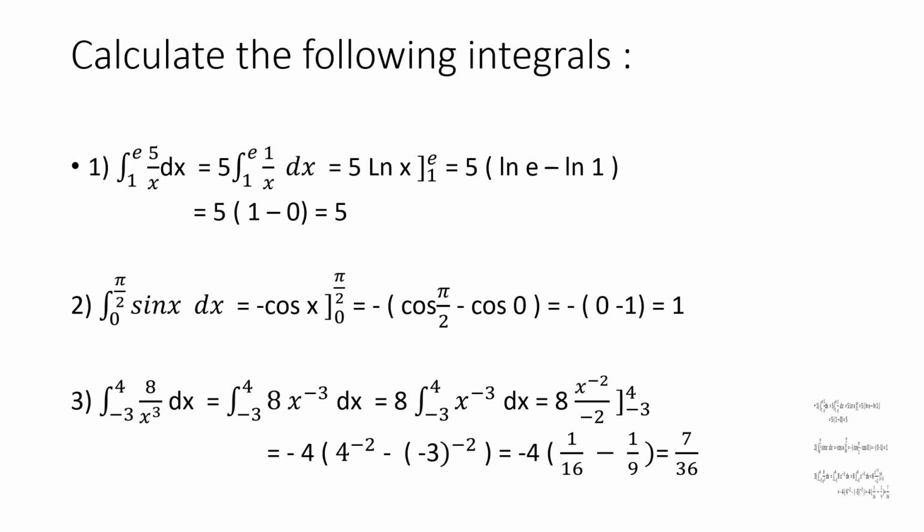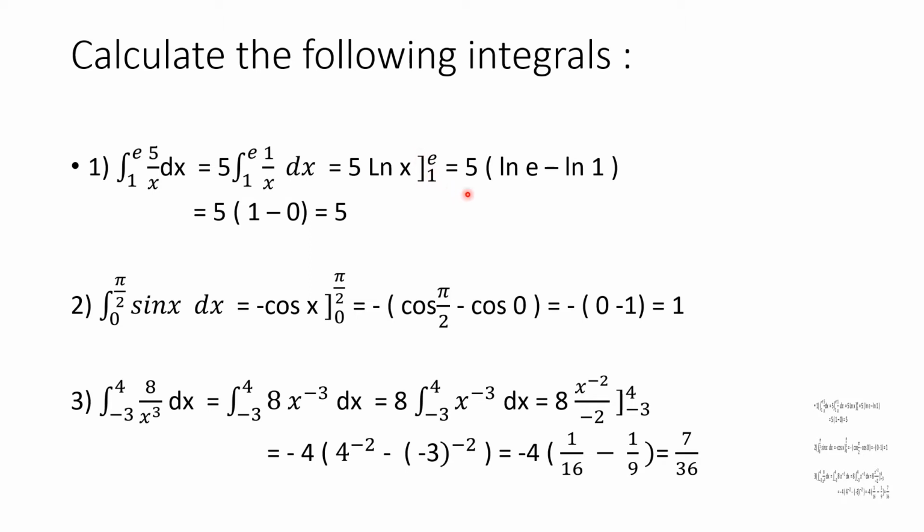To calculate the following integrals, number 1, the integration of 5 over x dx over the boundaries 1, e. We need to start by taking the constant outside the integral. So it's in the form 5 integral of 1 over x dx over 1, e. Calculating the integration of 1 over x dx, we get ln x. So it's 5 ln x over the boundaries 1, e.